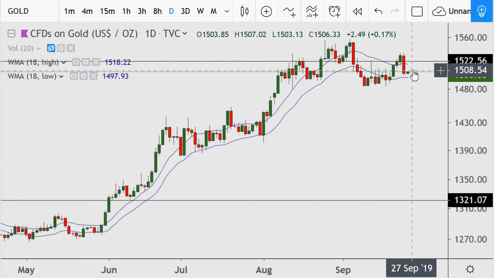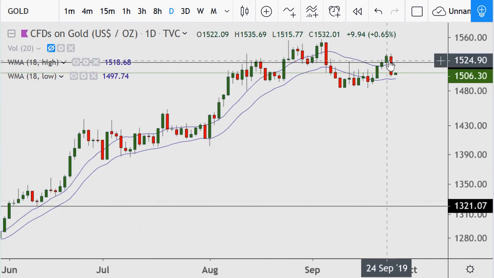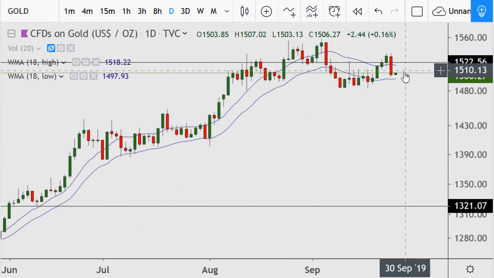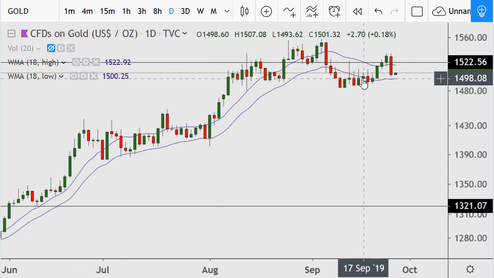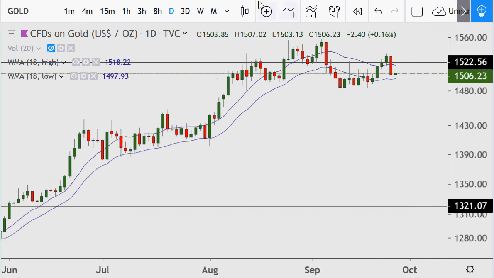The move was a play to get above the 18 average, albeit just barely. Still within what's been going on in here. Holding this 18 lows, really within this area of previous support, is very important. I've got that level at about 1498.